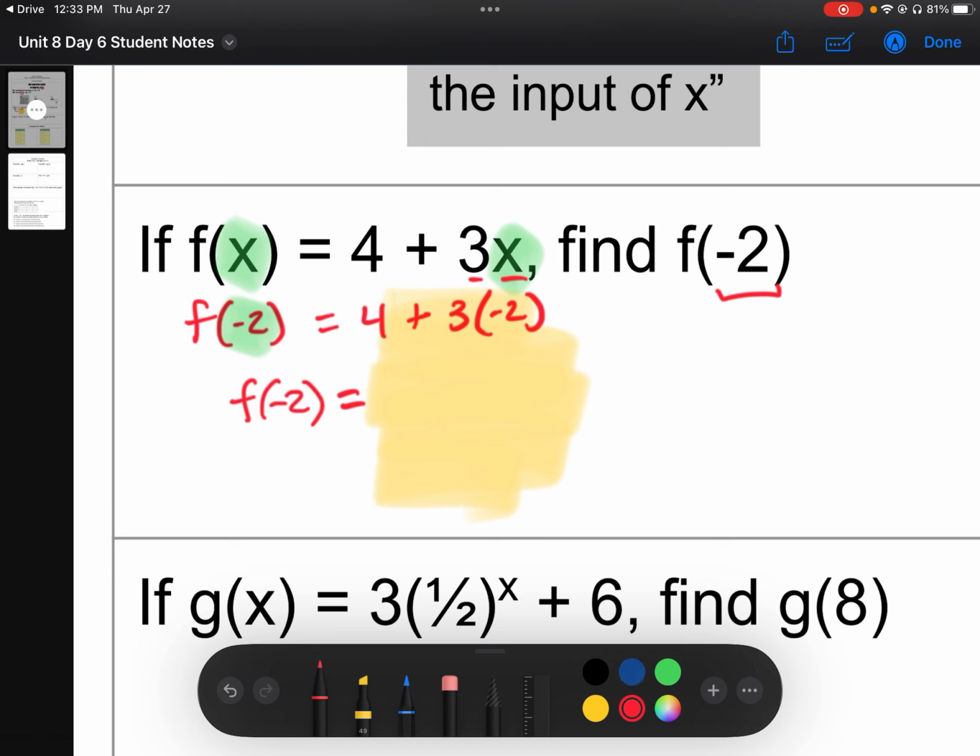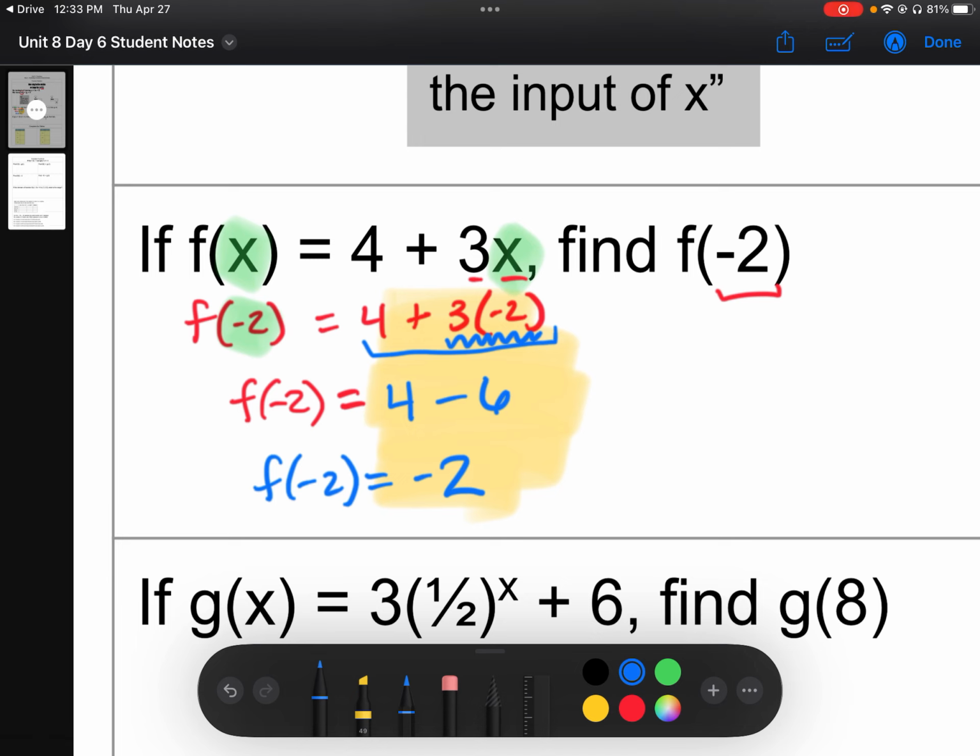That's just function notation. You could definitely plug this whole thing into your calculator, or you could do it in chunks. Order of operations says multiply first. 3 times negative 2 is negative 6. 4 minus 6 is negative 2. So f of negative 2 is negative 2.